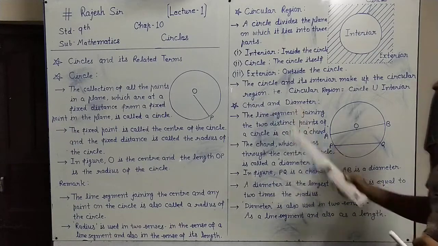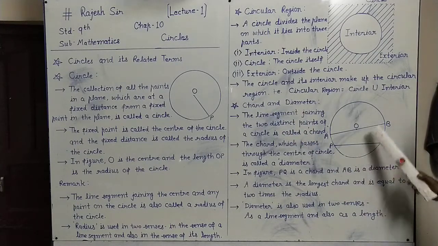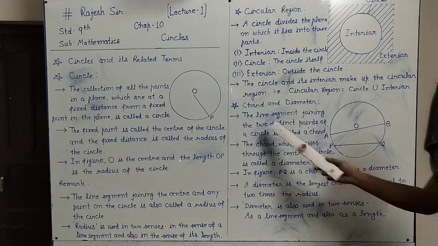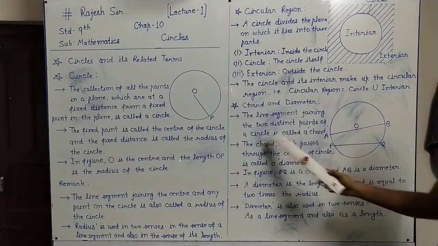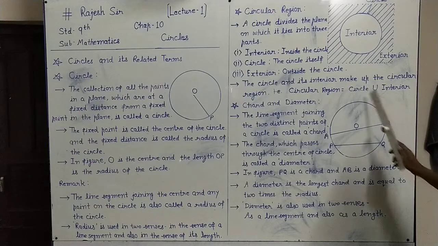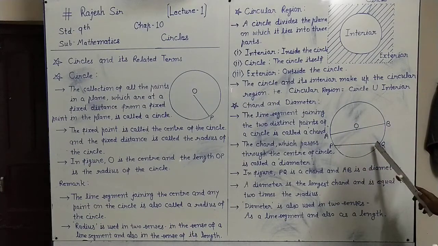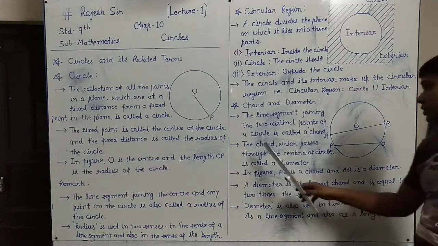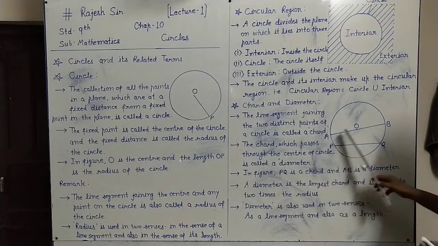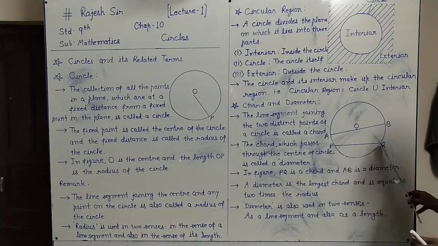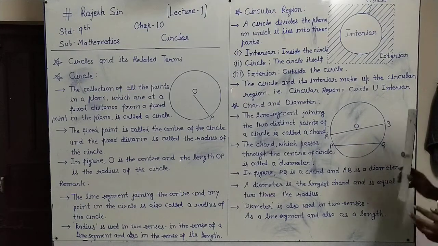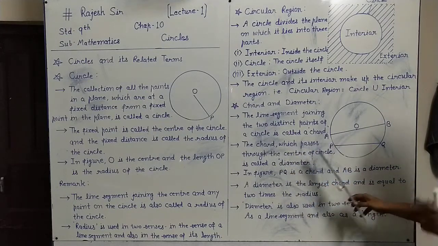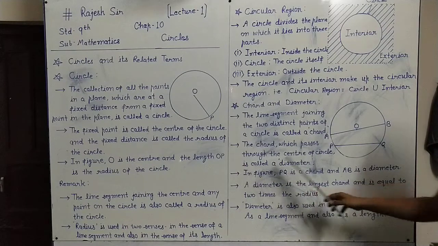Next is chord and diameter we want to understand. For this we consider this figure, the circle, and two line segments we have shown. The line segment joining two distinct points of a circle, like P and Q, is called a chord. PQ is a chord, AB is also a chord. But AB is a chord which is passing through the center of the circle, that is O. The chord which passes through the center of the circle, like this AB, is called a diameter.